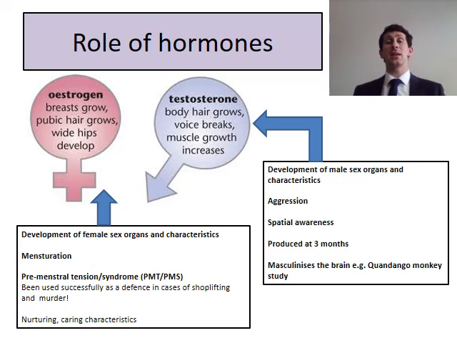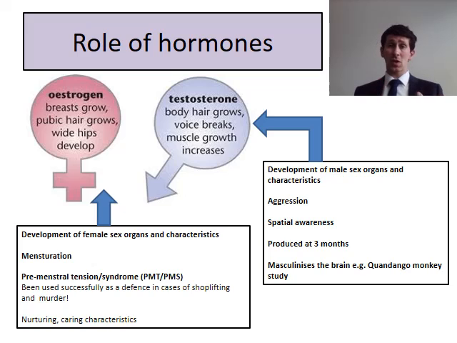Testosterone, on the other hand, is all linked to body hair in men, so on the face, chest, deepening of the voice, muscle growth, and it's the development of male sex organs and characteristics. Testosterone has been linked heavily to aggression, so the way it changes the brain can result in more aggressive behaviour, and also spatial awareness, so men are more adept and more efficient at spatial awareness tasks.